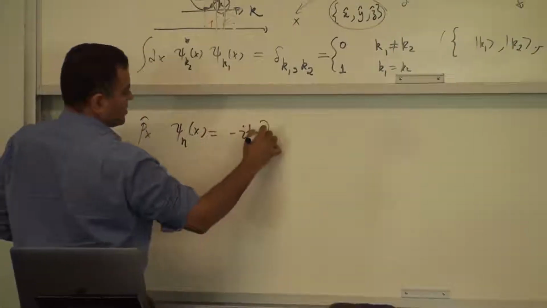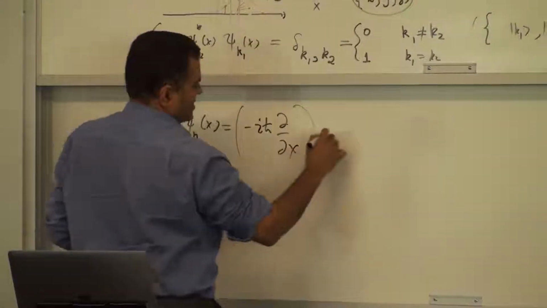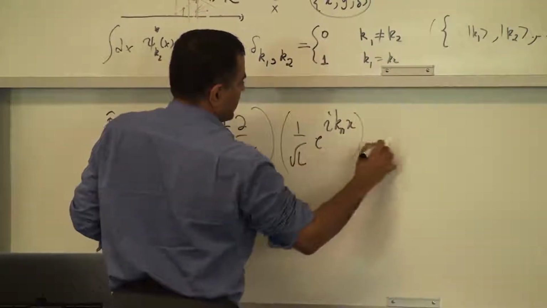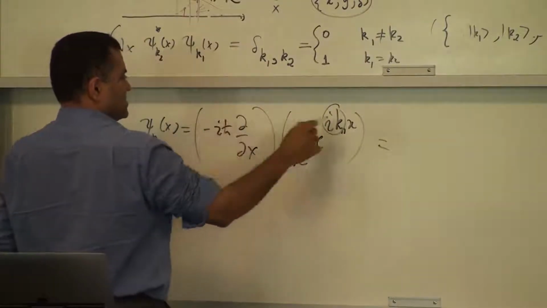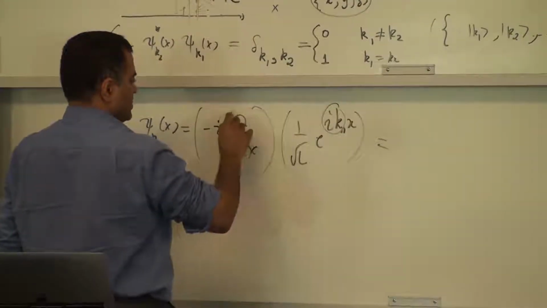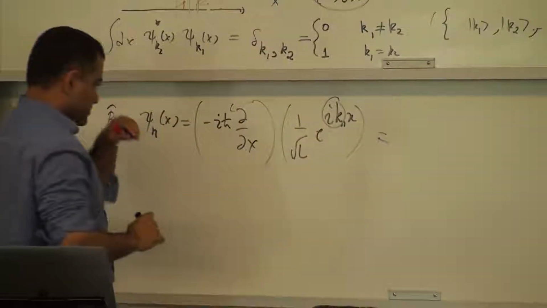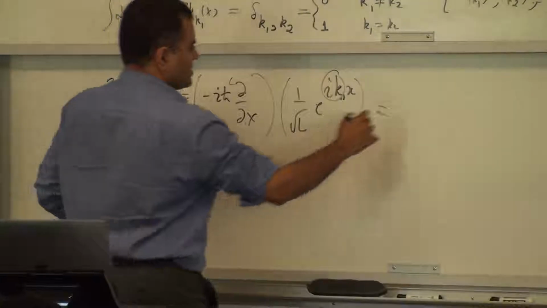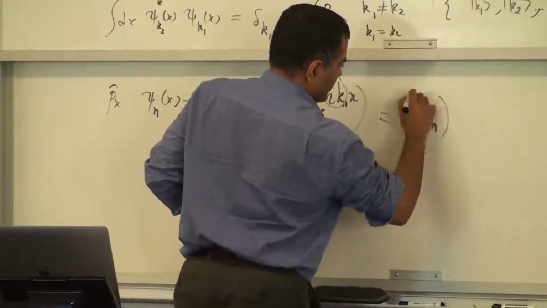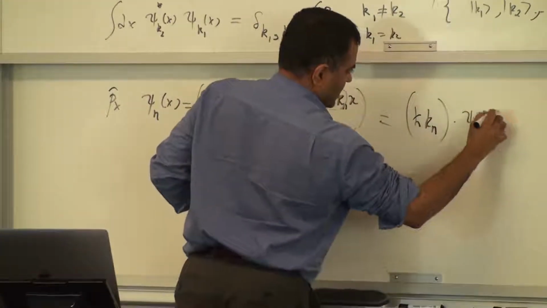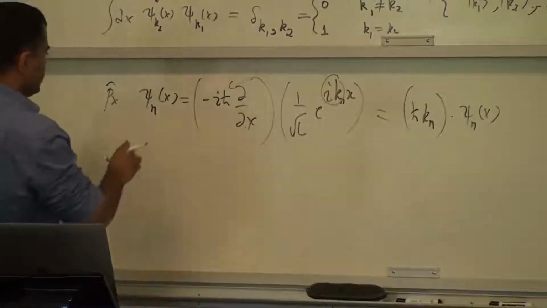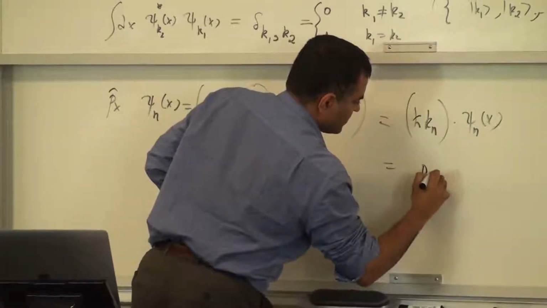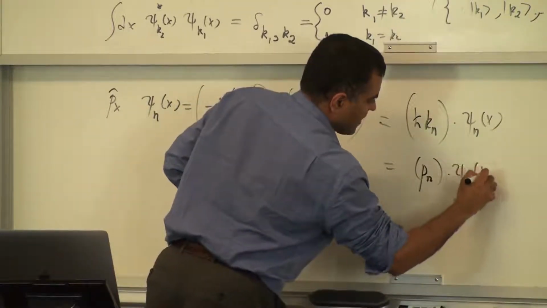And you get minus i h bar d/dx acting on all this stuff, e to the power i k_n x. Again, just like other cases, d by dx just pulls out this stuff to the front and leaves the function as it is, because it's an exponential anyway. So you get h bar times k_n times psi_n of x, and because of this, you realize that this is in the form of a number times the wave function, right?